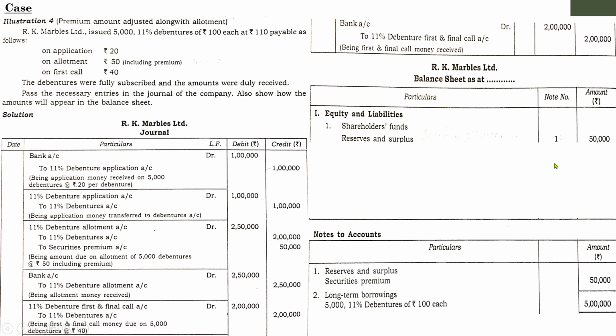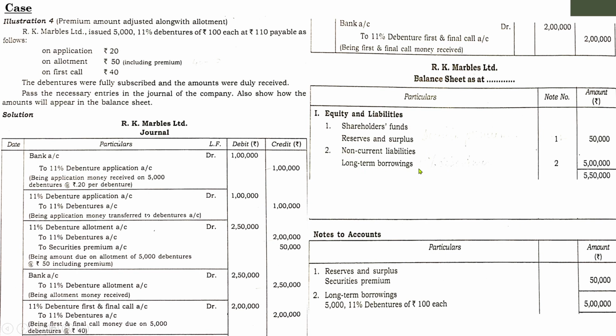So next one, long term borrowings, that is 5,000 debentures, 11% debentures of 100 each, not 110, because we have already shown the premium separately. So you need to show the correct amount of debentures. So 5,000, 11% debentures of 100 each, 5 lakhs. So it has to be shown here also, but under another head, that is non-current liabilities, long-term borrowings.